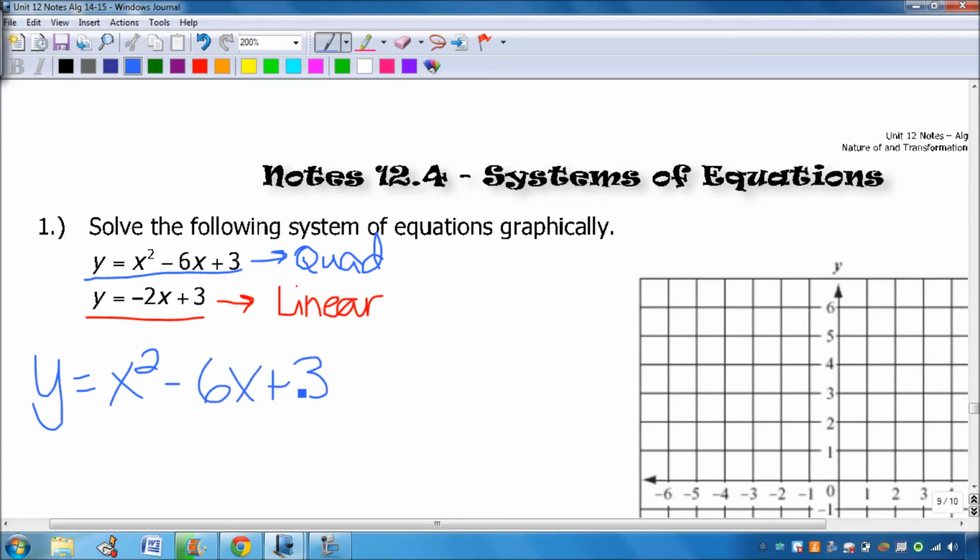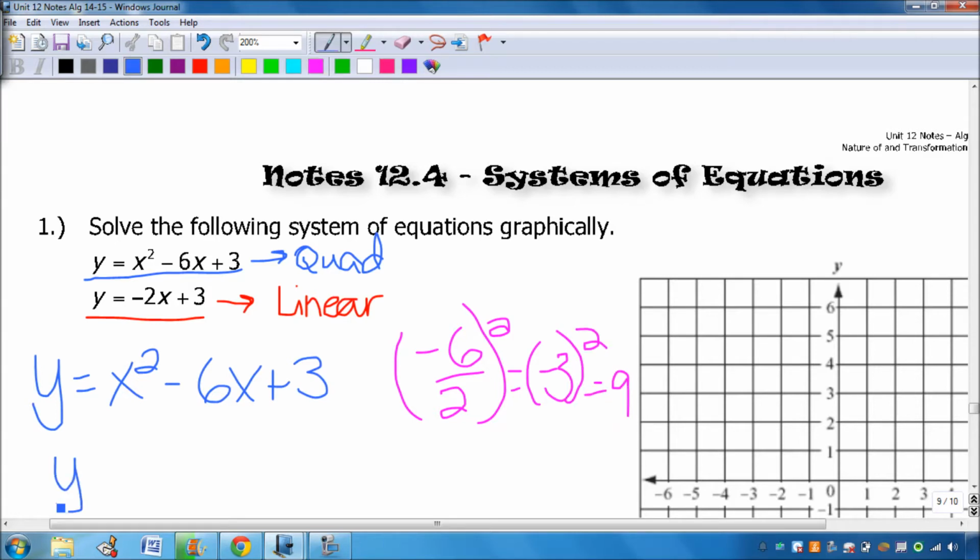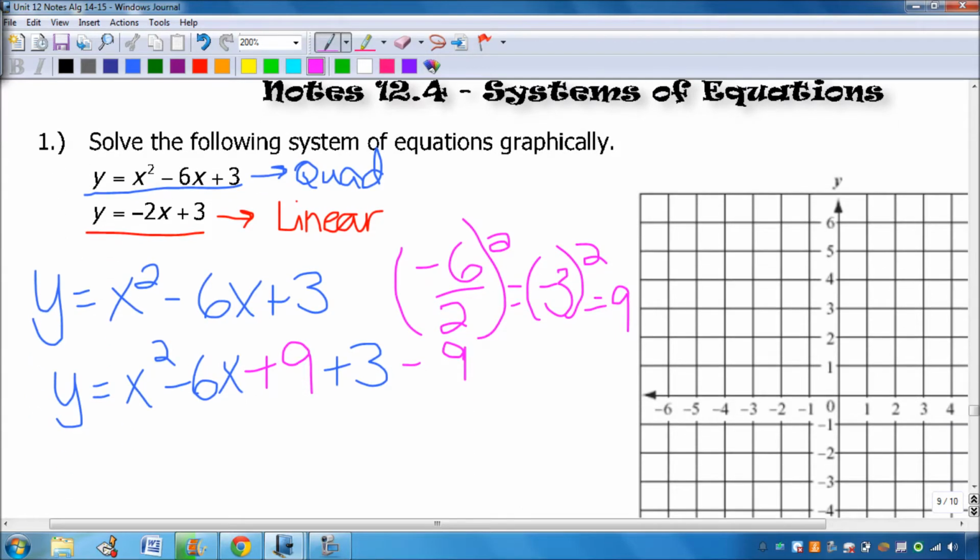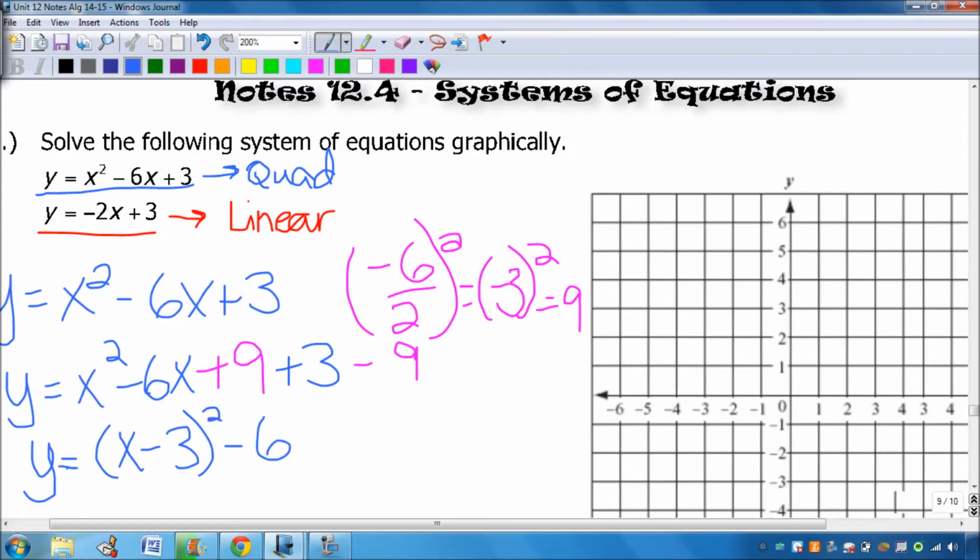So in order to complete the square, I'm going to take my b value, divide it by 2, and then square it. So I get negative 3 squared, which is positive 9. So then when I do this, I end up getting y equals x squared minus 6x. I can add the 9 right here, right? And then add the 3, bring it down, and then to make up for the fact that I added 9, I'm going to subtract 9, okay? So then my new format will be y equals (x minus 3) quantity squared, minus 6.